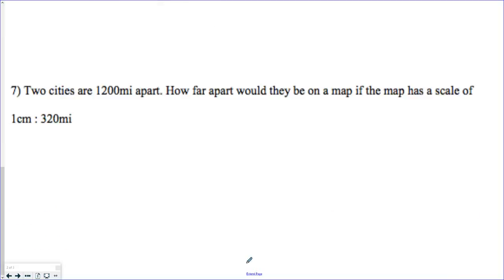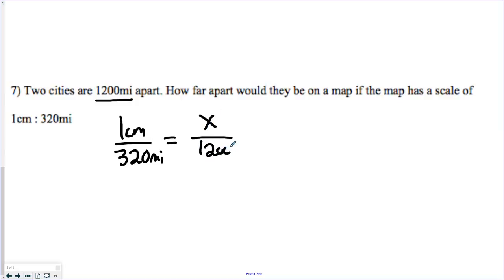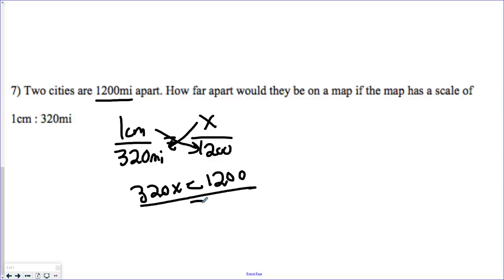Number 7 is a lot like the first one. Two cities are 1,200 miles apart. How far apart would they be on a map if the map has a scale of 1 centimeter for every 320 miles? So again, 1 centimeter for every 320 miles, that's our scale factor. I want to know how many centimeters for 1200 miles. So once again, you cross multiply. X times 320 is 320x, which is equal to 1 times 1200, which is just 1200. And then you divide by 320.